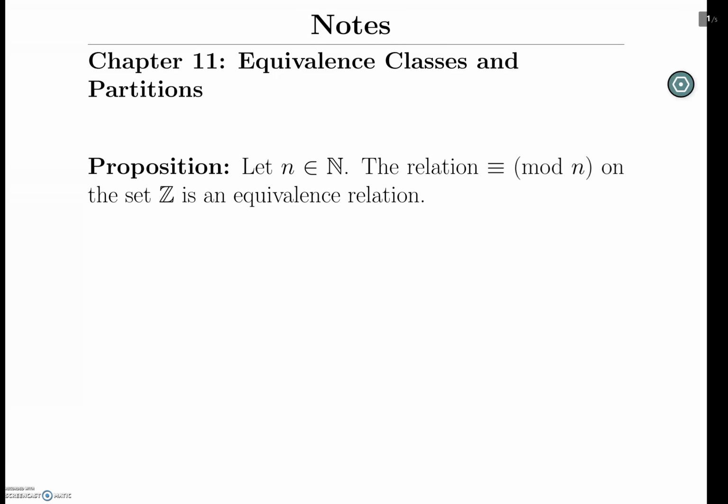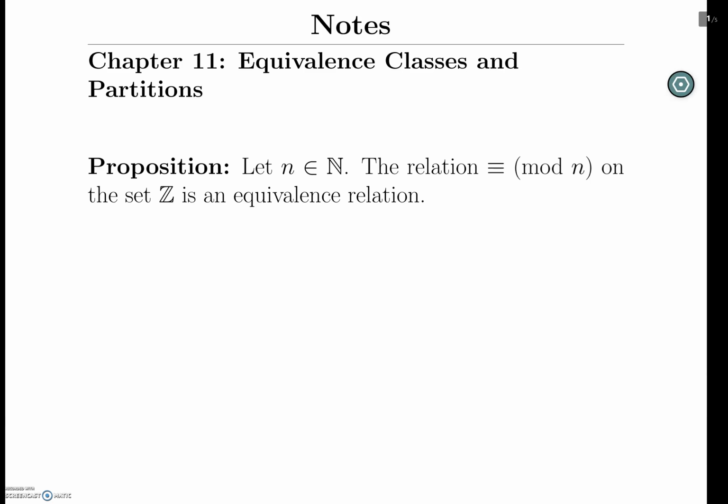Welcome. In this mini lecture, we're going to talk about equivalence classes and partitions. If you recall, in our last lesson, we talked about equivalence relations and determined that equivalence relations were relations that were reflexive, symmetric, and transitive. So, we're going to begin by looking at a proposition. And our proposition states that the relation congruence modulo n on the set of integers is an equivalence relation.